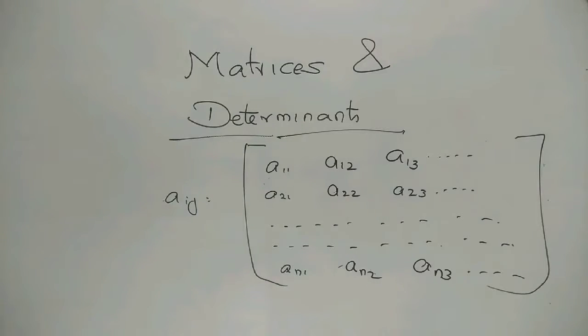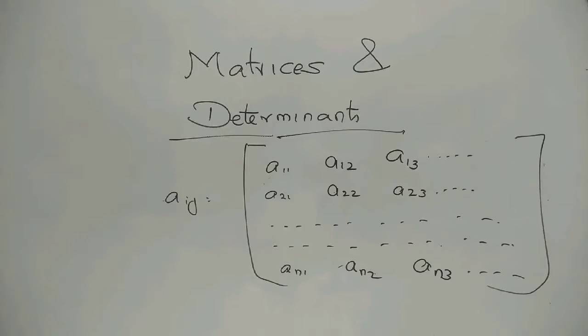Matrix. What is a matrix? A matrix is simply a rectangular arrangement of some elements, some numbers. It can be anything. The different batsmen and the runs scored by them in different matches, we can put it in a matrix.